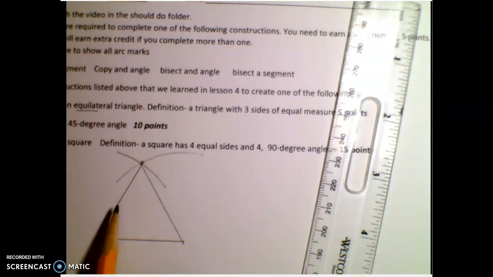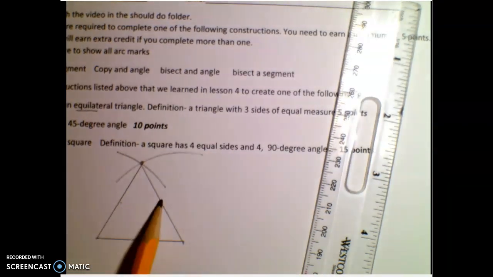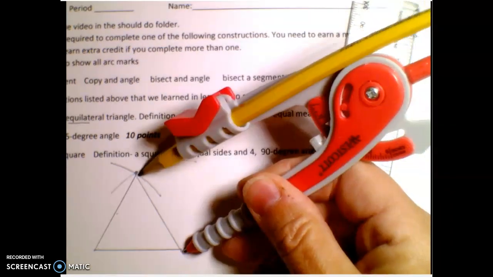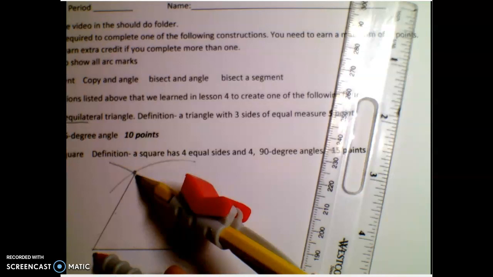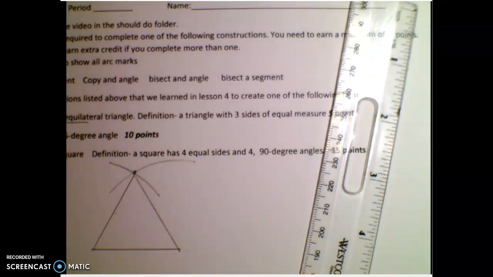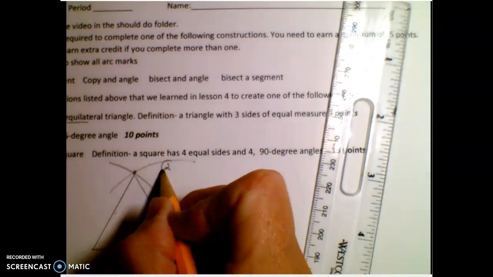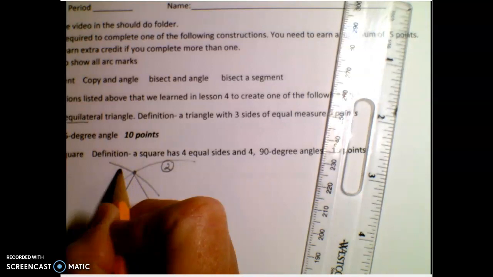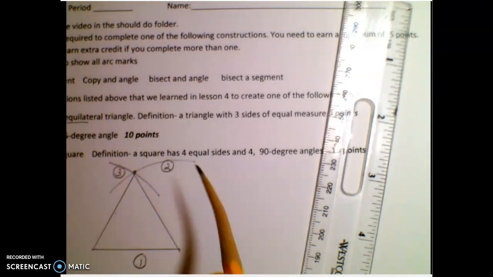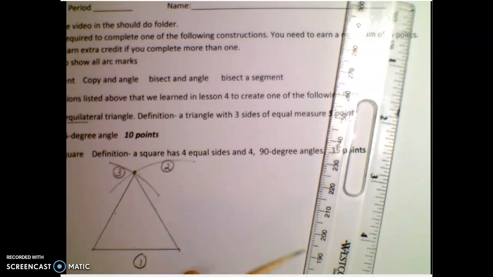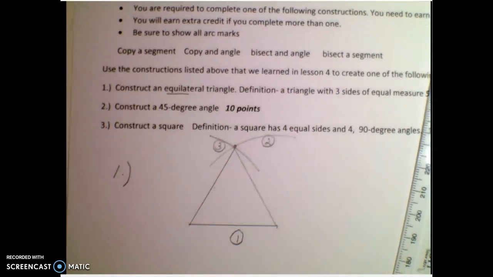That side is the same as this, it's the same as this, because what we just did was we copied a segment. We copied that length here, and we copied it again here. So step 1, we drew a line segment. Step 2, we drew an arc here. Step 3, we drew the other arc on this side. We found the point that they met at, and then we connected. Okay, that earns you 5 points.